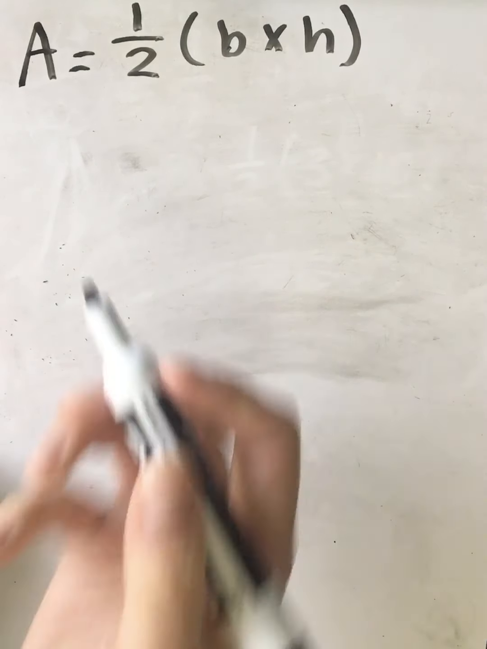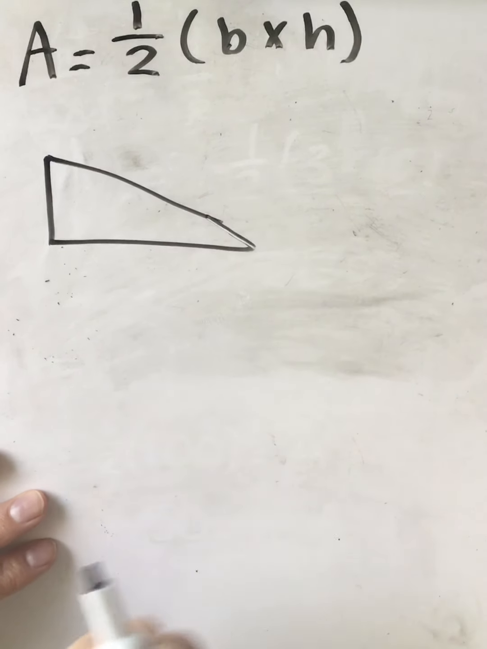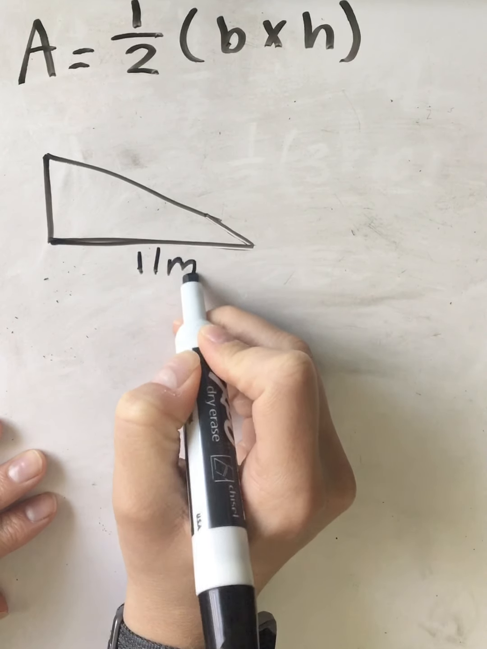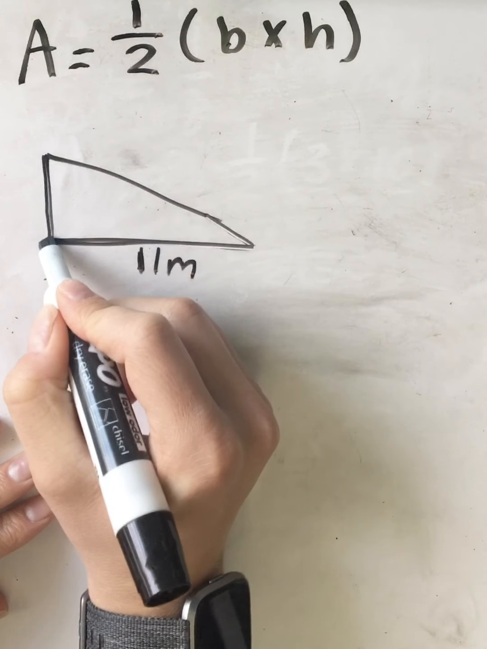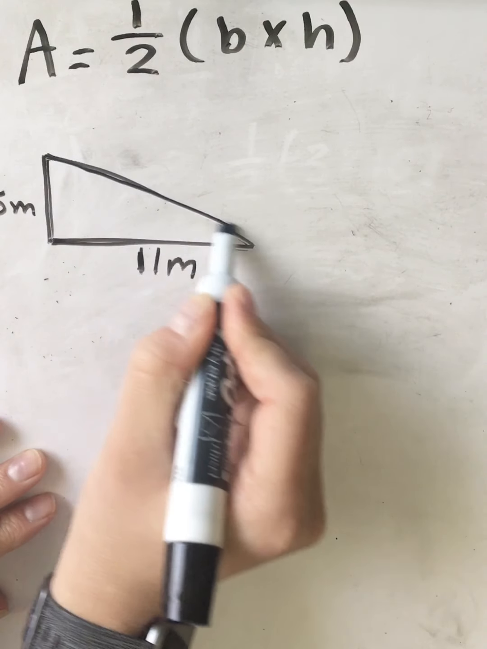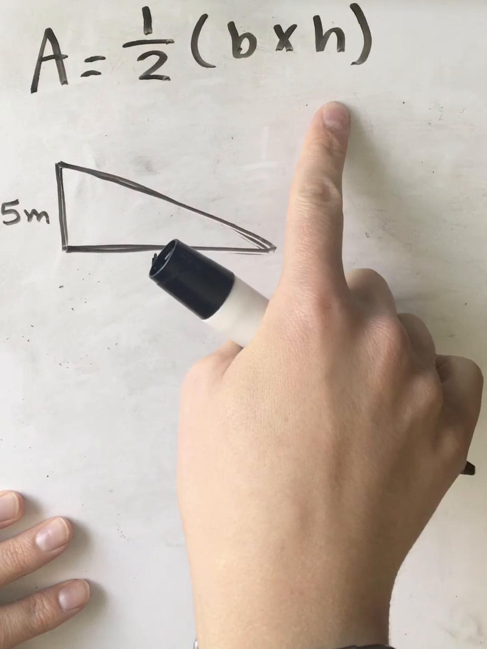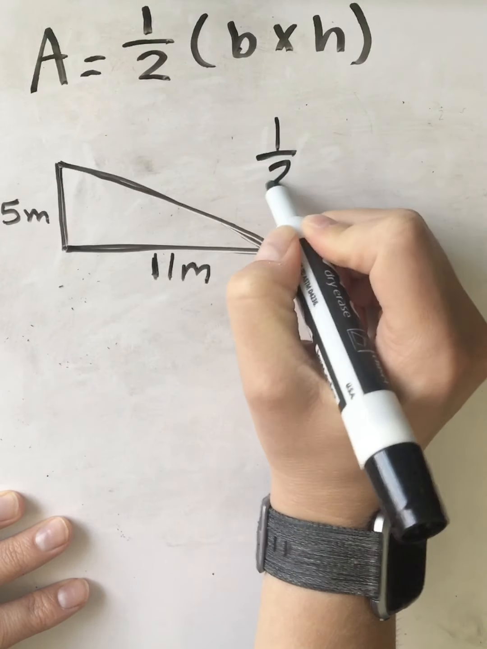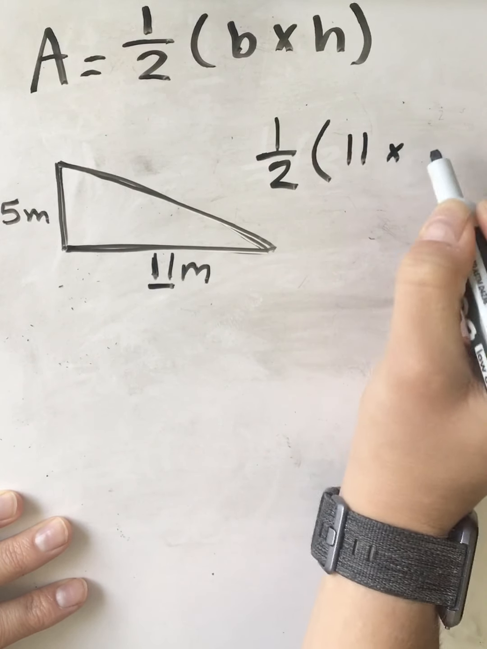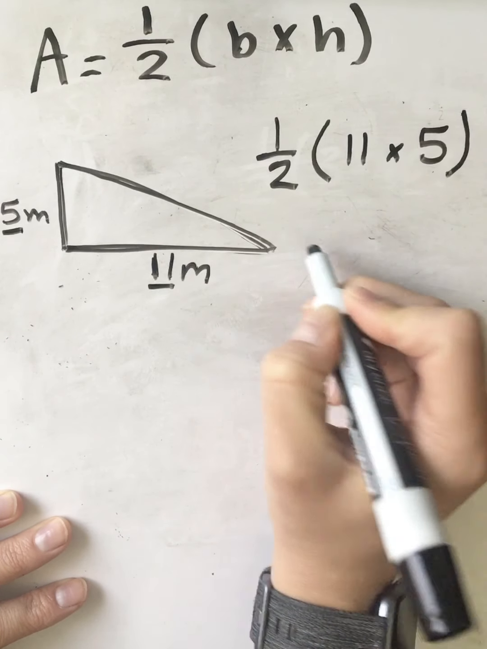Let's say I have another triangle that looks like this. Okay, I'm using this side as my base, and I'm told that it's 11 meters. And I'm using this side as my height, and I'm told that it's 5 meters. So pretend that's a straight line. I didn't draw it very straight. So again, I'm looking up at my formula. 1/2 base is 11 meters times height, which is 5 meters. I input that, and then I solve.